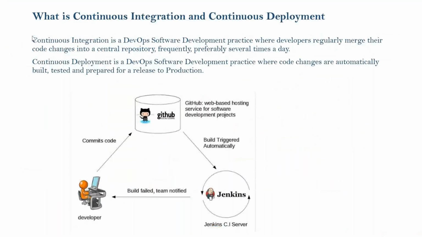So what is continuous integration and continuous deployment? Continuous integration is a DevOps software development practice where developers regularly merge their code changes into a central repository, frequently, preferably several times a day. Hope you understand this. Today also I explained it. Every day they will deploy.